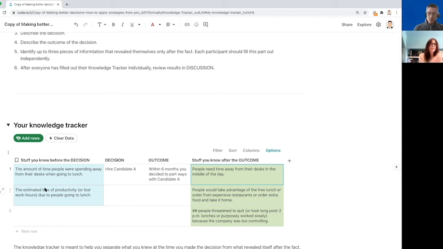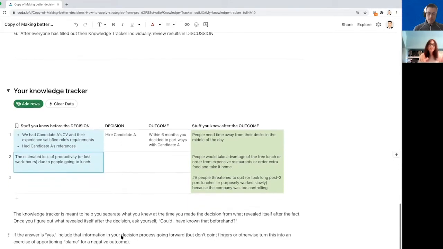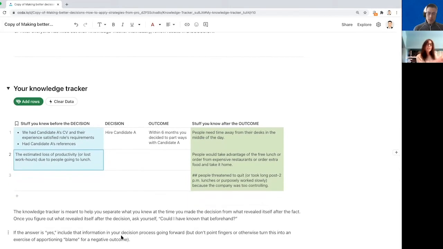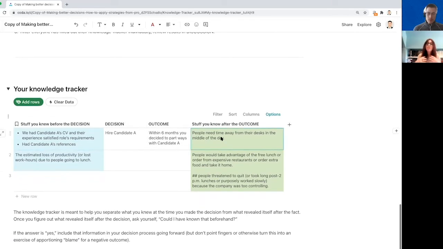Take the time to write down, well, what did we know before the decision? And those are going to be things like, well, we had their CV and they satisfied all the requirements that we needed for their experience. Now you've sort of got it laid out. Here's the things that we knew before the decision. Here are the things that we knew after the fact. And you can say to yourself, could we have known that beforehand?